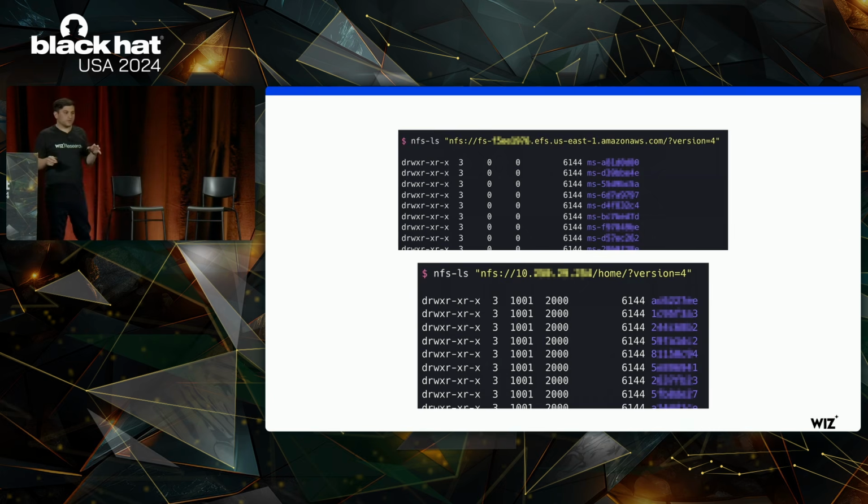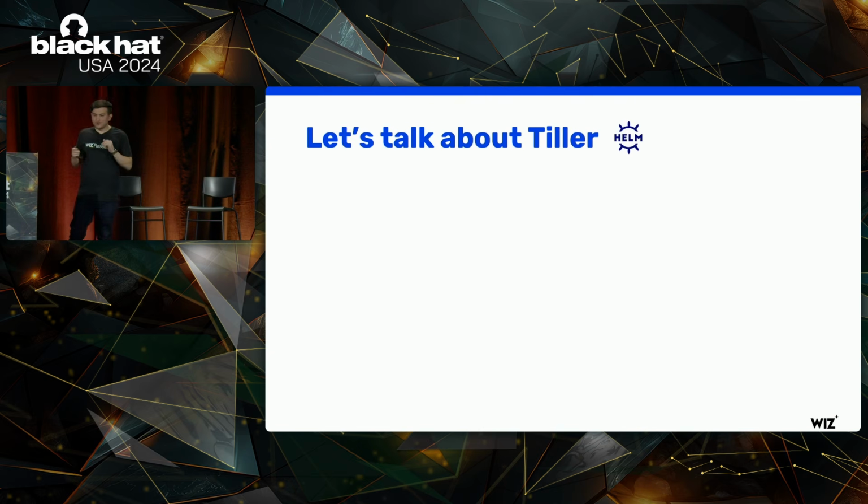And within those shares, we found a bunch of folders categorized by customer ID. And within each customer, there were a bunch of private model files, a bunch of private source code, and a bunch of data sets. So confidential AI data that was basically exposed within the network without any credentials on it. So those were the first two things we found, but the final thing we found was by far the most shocking. So let's talk about Tiller.